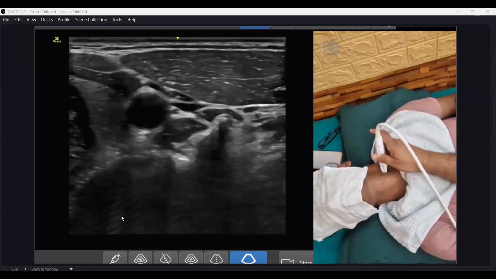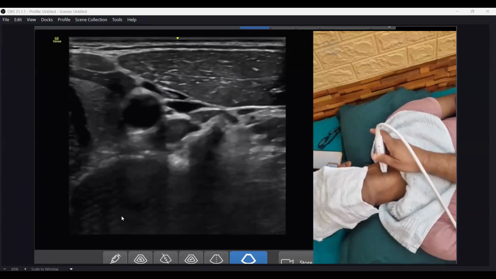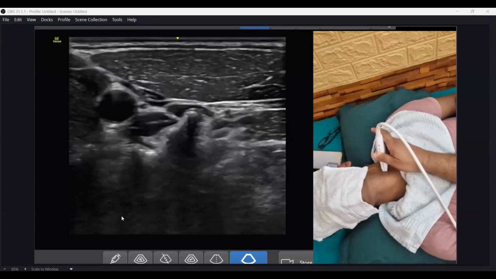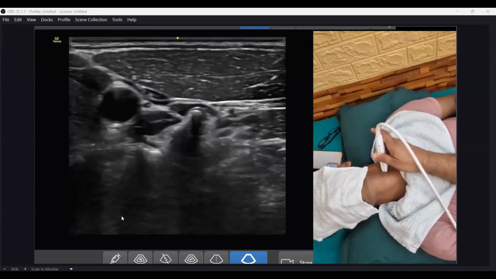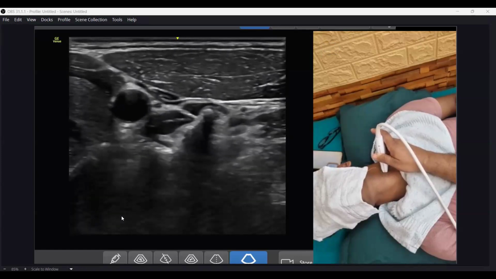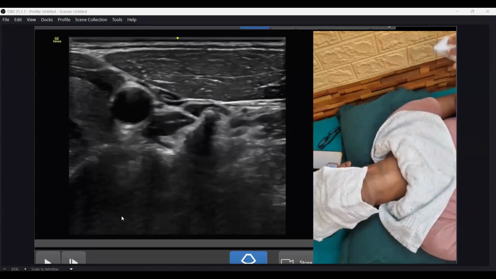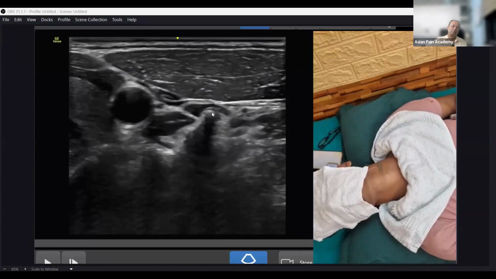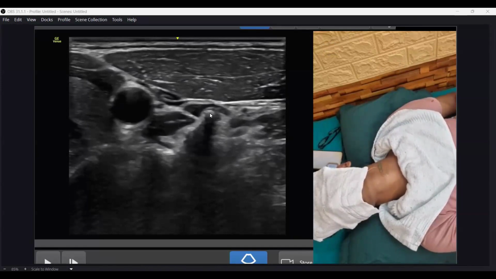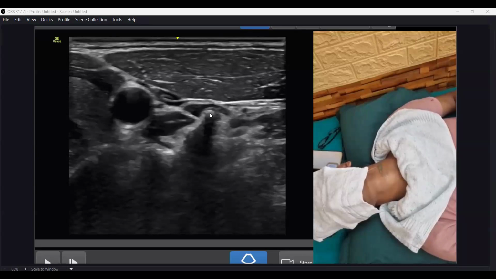Now, in the picture just below the yellow dot, can you observe some bony prominence? Can anyone tell what this is? Let me stop. So what is this bony prominence? Can everyone see my cursor? Yes. So what is this bony prominence? C6 tubercle? Yes, this is the C6 tubercle or Chassaignac tubercle.